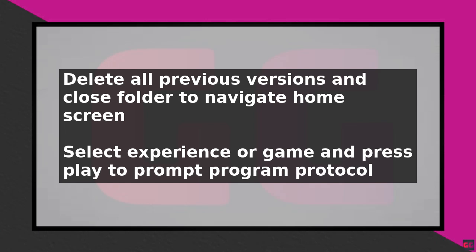Open this folder and delete all the versions listed by hovering over them, right-clicking and selecting Delete. These versions are previous iterations of the program that you've had on your computer. After deleting the previous versions, close the folder and navigate to the program's home screen.